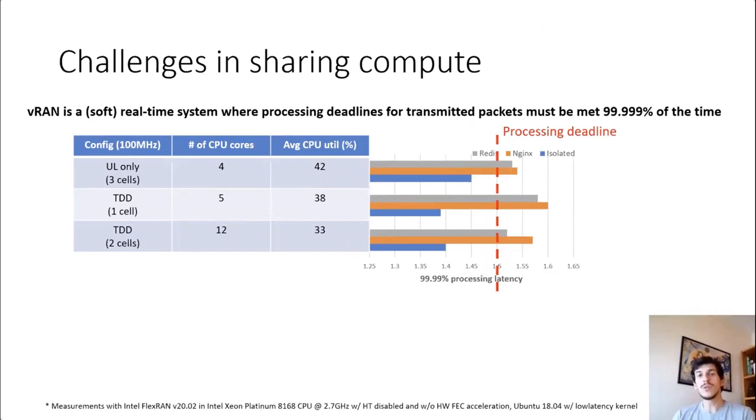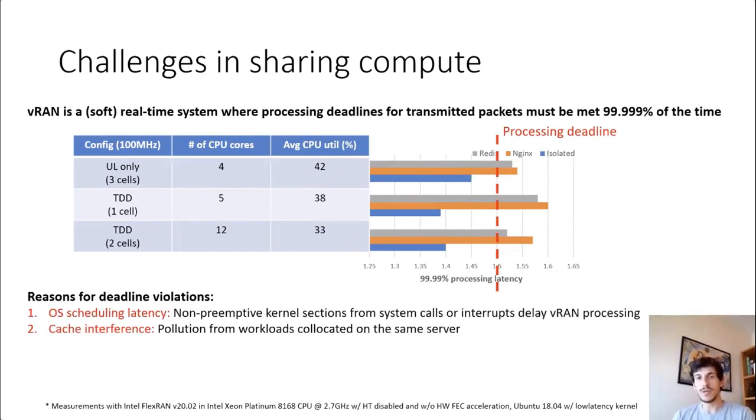Now, there are two key reasons for those deadline violations. The first one is the OS scheduling latency, because workloads that are collocated with a vRun can make system calls or cause interrupts that in many cases can make the kernel enter non-preemptive sections, effectively delaying the vRun processing. The second reason is cache interference. Other workloads that are collocated with a vRun share the same cache, leading to cache evictions of the vRun data, and therefore to an increased signal processing time.